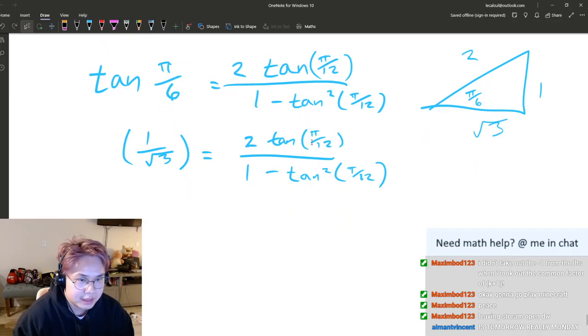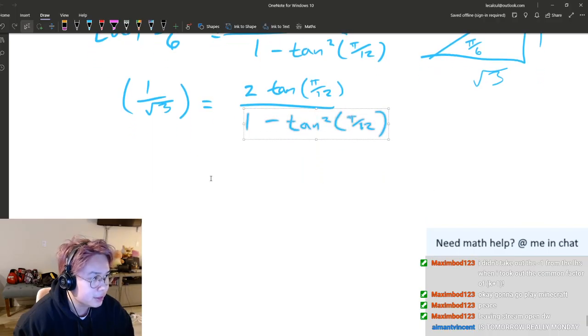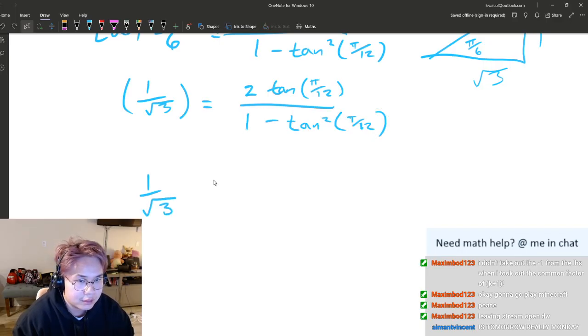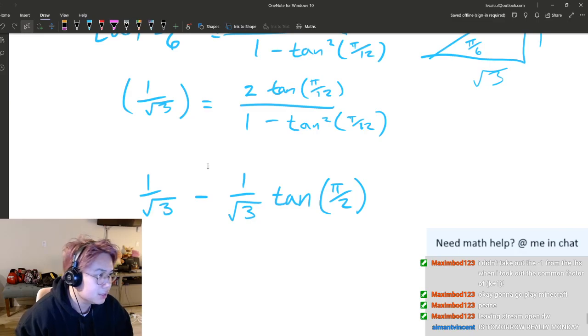Okay, and then we're essentially trying to solve for tan pi over 12 as a variable. So I'm going to take this denominator and multiply it over to the other side. So I get 1 over root 3 minus 1 over root 3 tan pi over 12. And then I'm essentially trying to create a quadratic in terms of tan pi over 12.